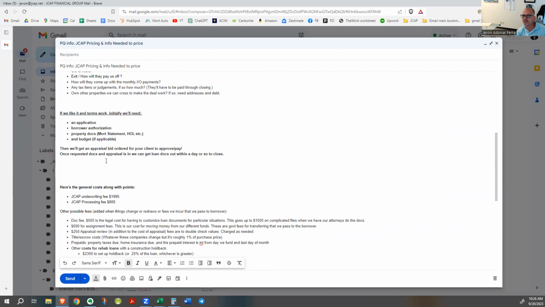Get us this, get us an appraisal, then we'll get an appraisal bid ordered for your client to approve and pay. So appraisal bid is basically we contact our own AMCs, appraisal management companies, and what they do is they find qualified appraisers anywhere we need them. And then we don't want the borrower or the broker to do that because they might have their buddy that says, hey, can you make sure that you get this value? We don't want someone to make sure they get a value. We want to know what the actual value is.